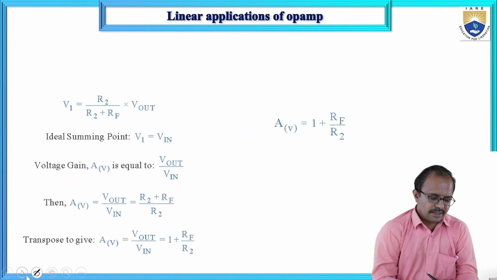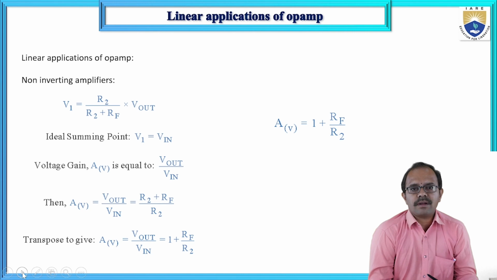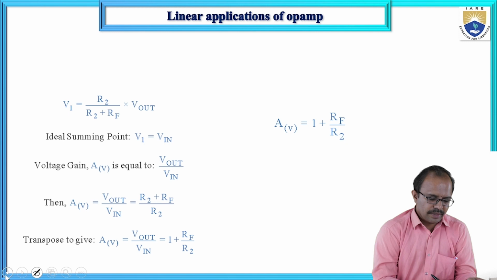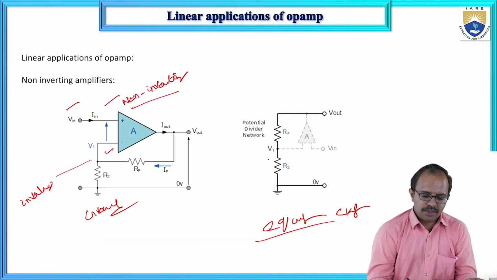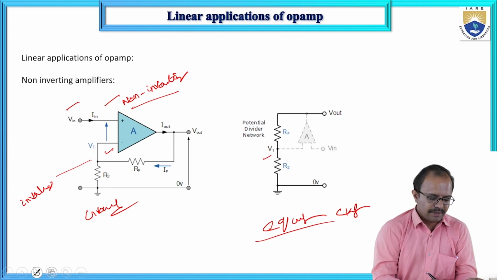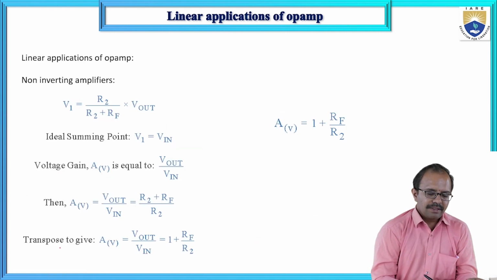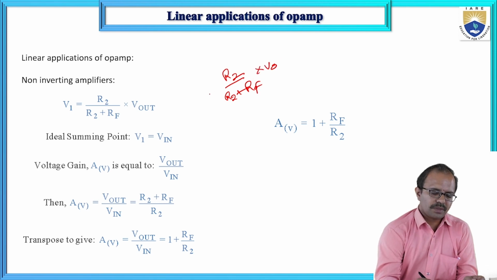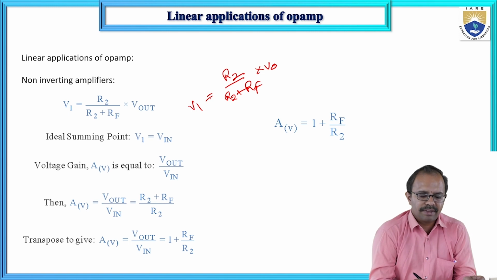So let us determine the gain of the non-inverting amplifier. A similar situation we have. From this circuit, by using the voltage division rule, you can find the expression for V1. How can I write V1 here? V1 is equal to R2 by R2 plus RF into Vout. R2 by the total resistance. What is the total resistance in the network? We have R2 plus RF, into the output voltage Vout. This we can call V1.